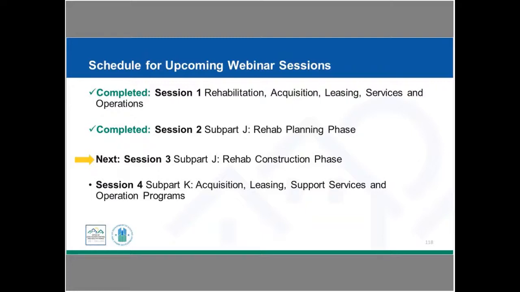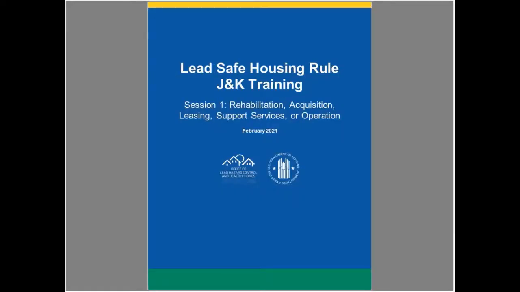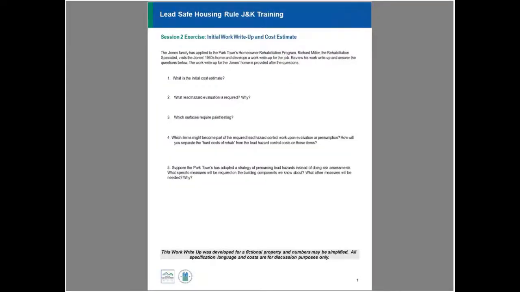Just the homework. Maybe you want to pull up the homework. Oh, here we go. Yeah. And is session 2 on here? Yes. So session 2, we give some examples about an initial work write-up and cost estimate. And so we're walking you through some of the things that we talked about today on trying to determine what that level of evaluation and treatment is. So it's a good way to practice a couple of the key points that were covered in today's session.